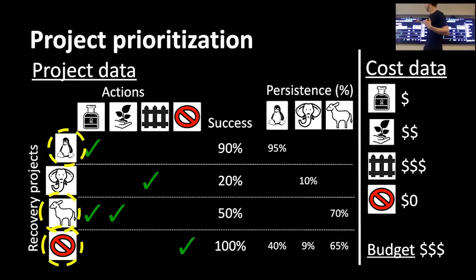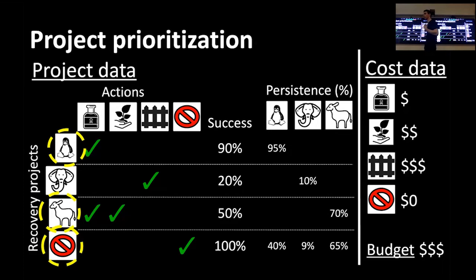So if you had this data, then that would be the optimal solution, where you fund the penguin and the goat, and you do nothing for the elephant because you don't have enough resources to implement all three of them. But that's assuming you value each species equally, right? So if you cared most about the elephant because it provided certain tourism ecosystem services, then you go all in on the elephant, for instance.